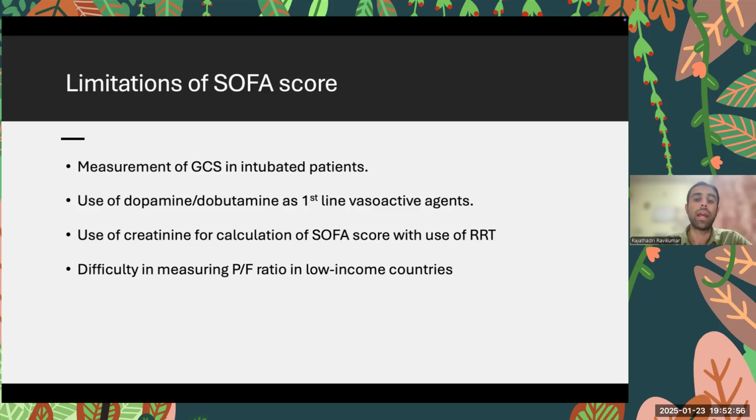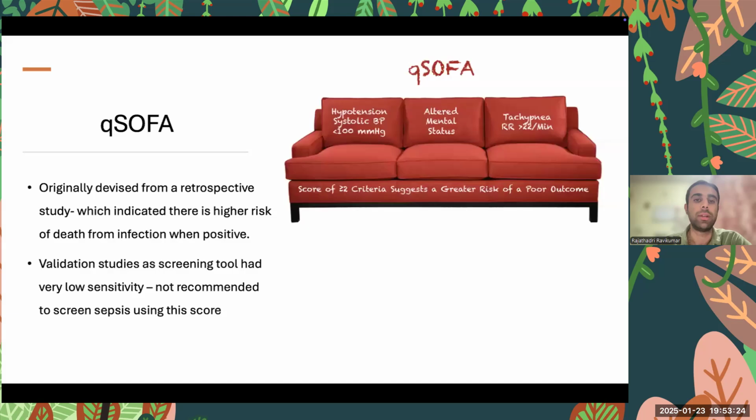Use of creatinine for calculation of SOFA: suppose the patient is undergoing RRT. That means he has very severe kidney dysfunction, stage 3 of AKI. But when we do renal replacement therapy, creatinine comes down. If we use the same creatinine value, it is pointless because the patient will have lower creatinine, giving us a falsely low SOFA score. Another limitation is difficulty in measuring the PF ratio in low income countries. Some African countries might not have ABG facilities, so it is difficult to measure the PF ratio.